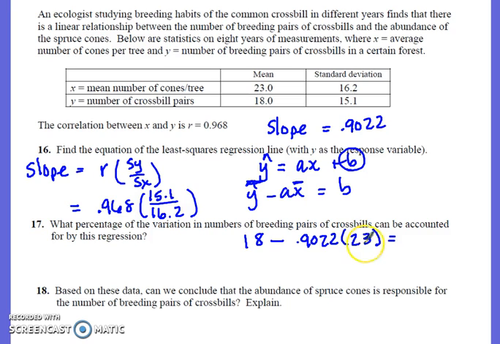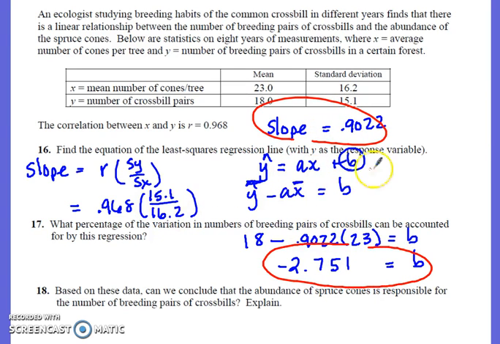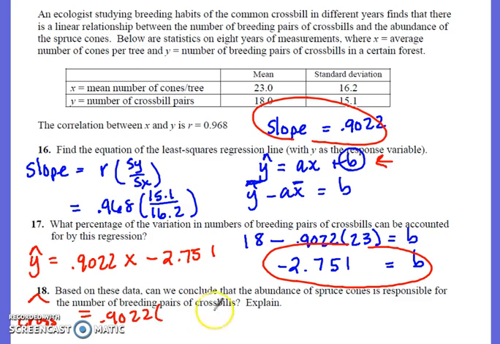Okay, so this will give me the y-intercept, and the y-intercept I ended up with is negative 2.751. So now that I have my slope and my y-intercept, I'm just going to go back to my regular form of the equation, and it's going to be y hat is equal to 0.9022x minus 2.751. And actually, if you wanted to come down here and say the predicted number of crossbill pairs is equal to 0.9022 times the number of cones minus 2.75, either one of those would be correct.